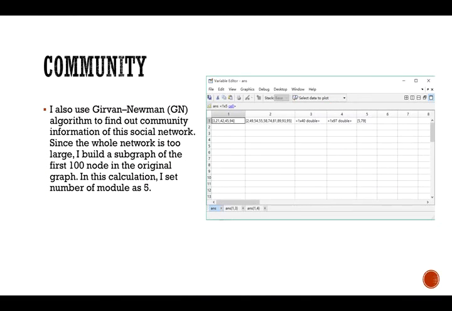I also use the Girvan-Newman algorithm to find out community information of this social network. Since the whole network is too large, I built a subgraph of the first 100 nodes in the original graph. In this calculation, I set the number of modes as 5. The result of community analysis is shown in the right picture.